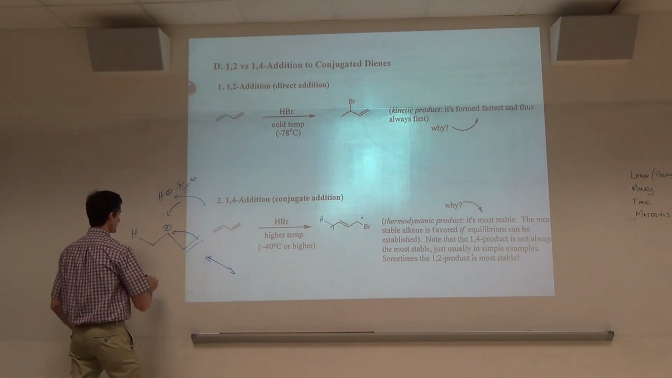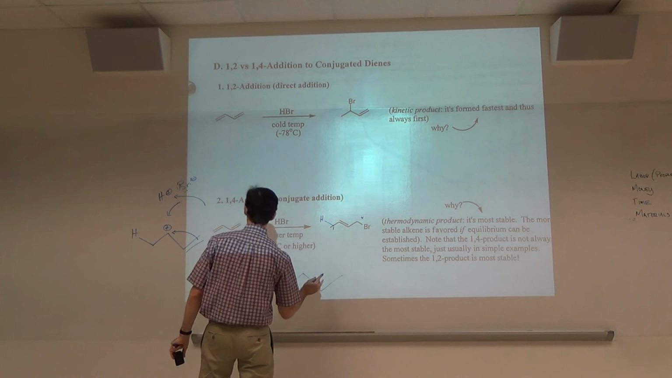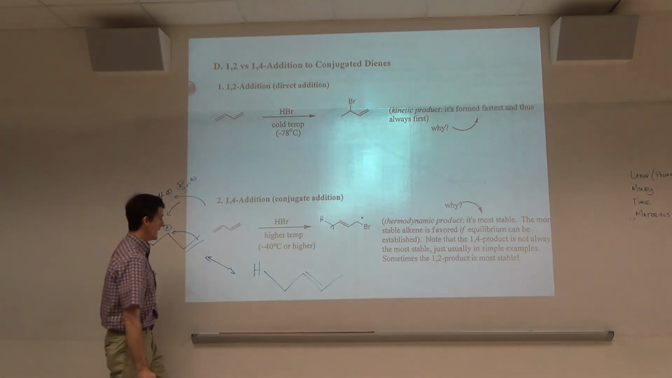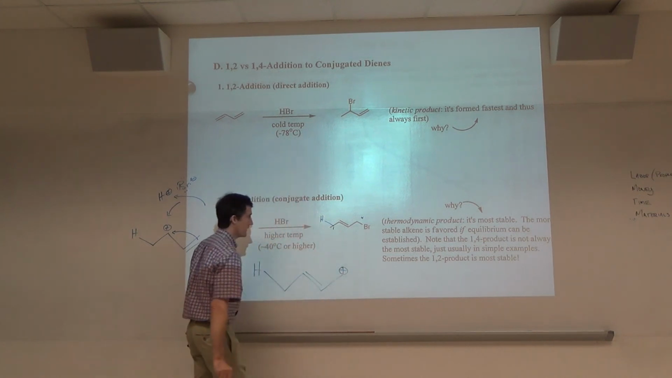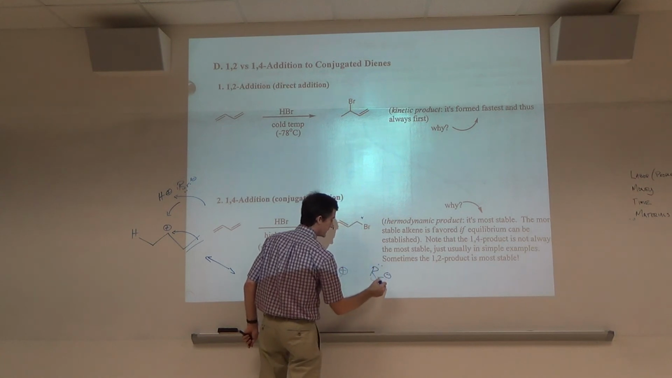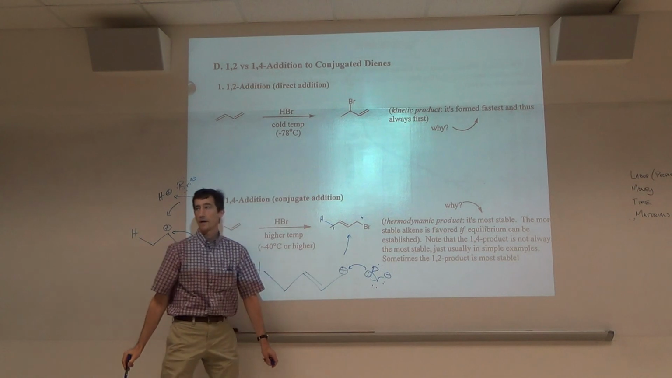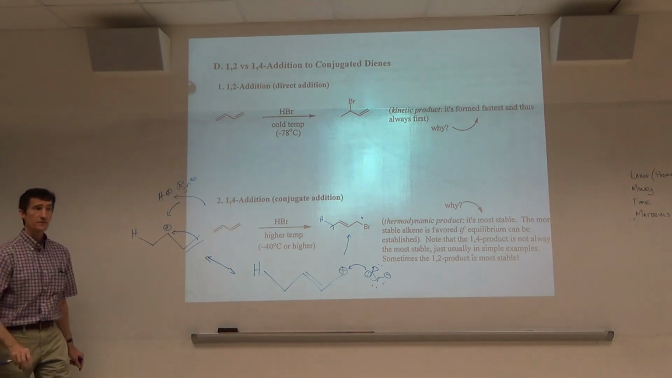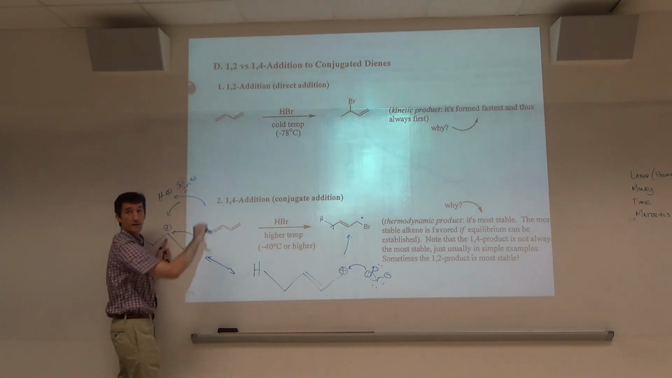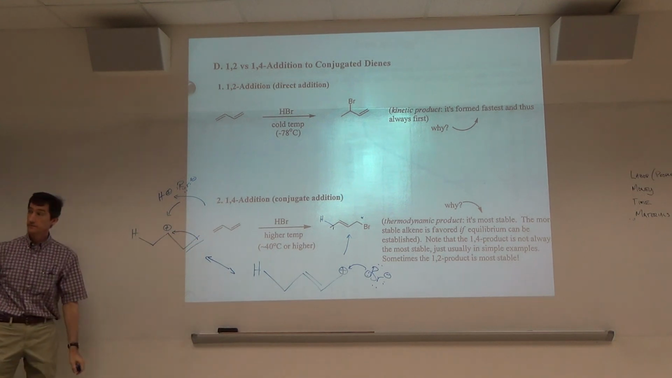Let's do this again. There's the H, boom, boom, boom, boom. We windshield wiper it over so it's now there. And the plus is there. Br minus adds here, and we get that. The outcome depends on which cation it adds. If the Br minus adds here, you get the 1,2 product. If the Br minus adds there, you get the 1,4 product.